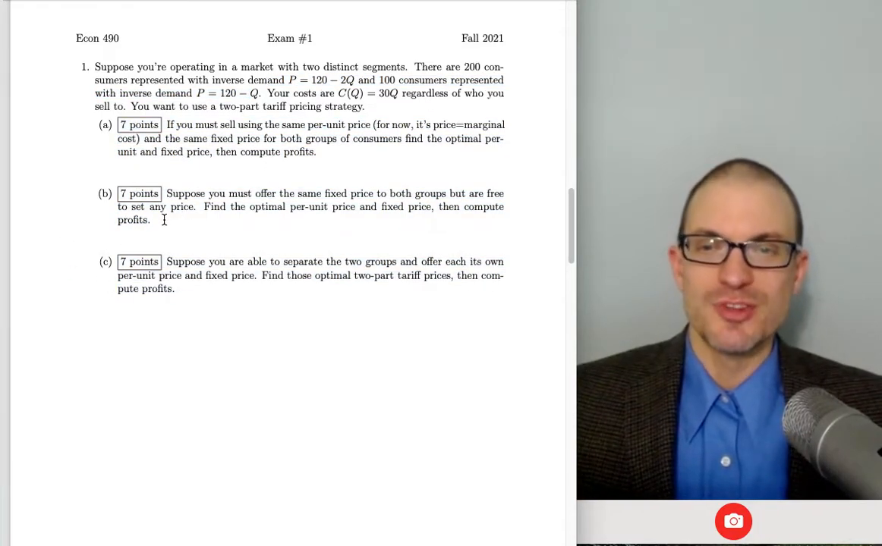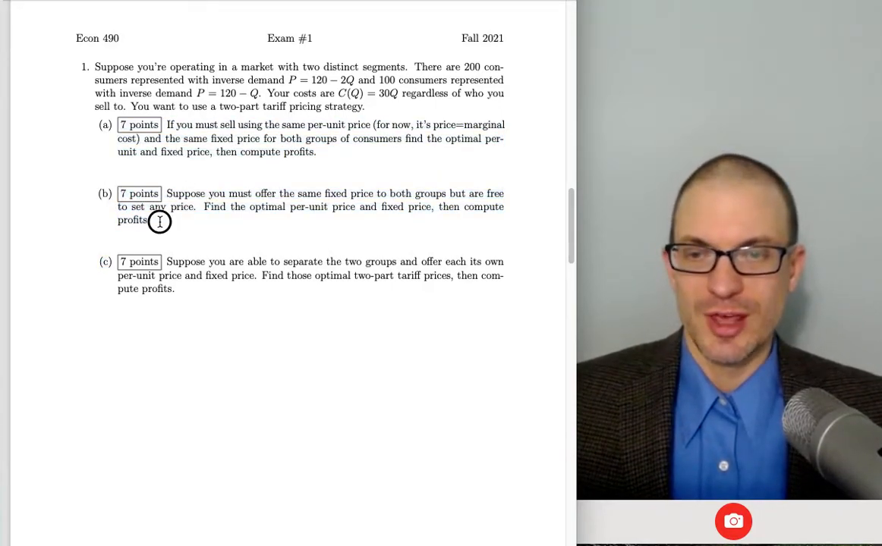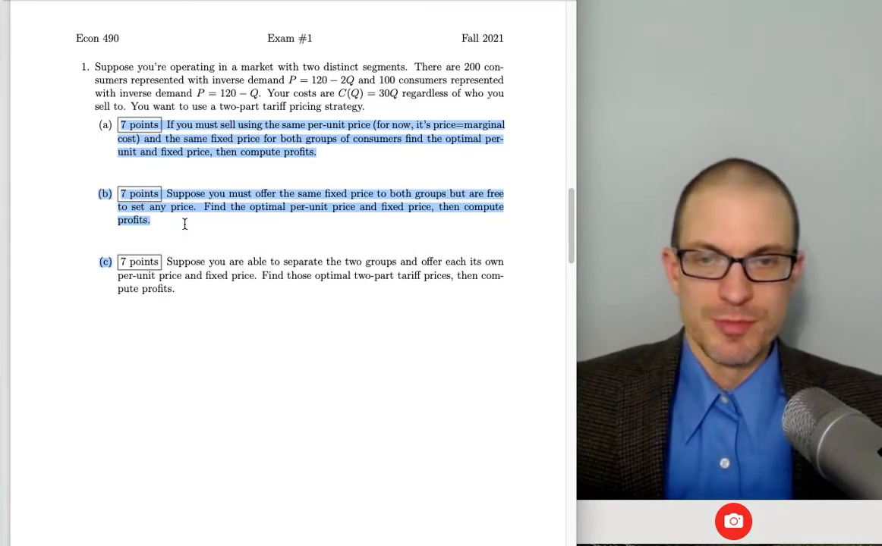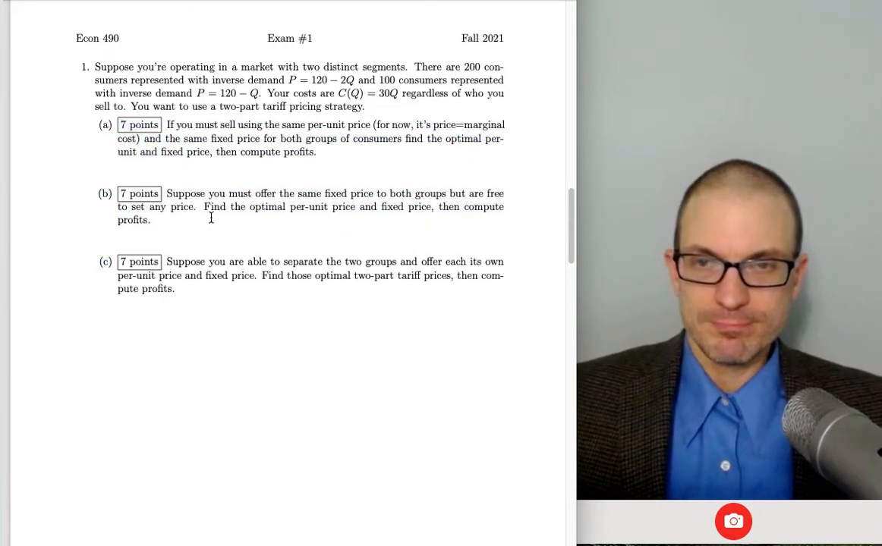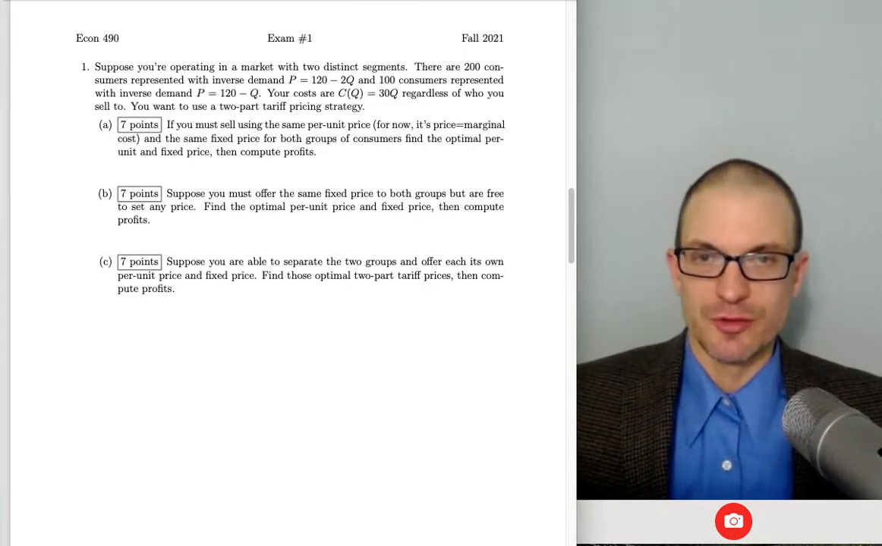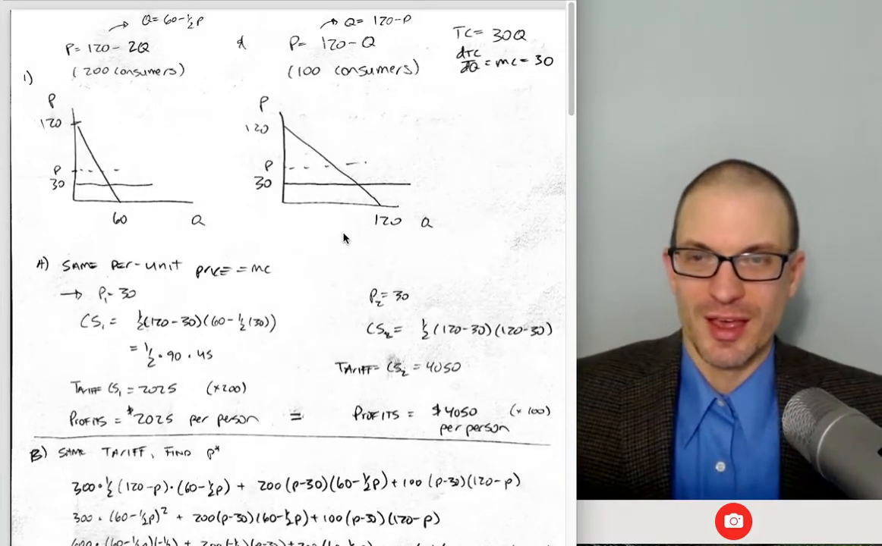Okay, so part B is the one that's a little bit more in-depth. This is just like part B in the problem set. This is just like the longer example from lecture. But I'll just do this, and then I'll go to the next one. It's easier if I just read the question and then show the work.